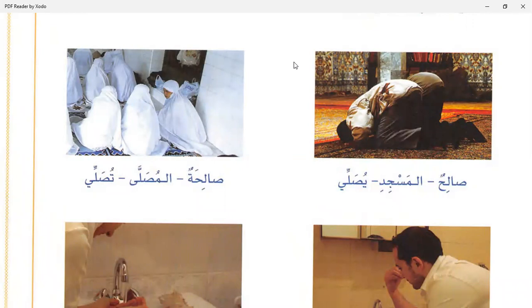Fi musalla tusalli. This is not Ya, this is Alif Maksura. It is pronounced like Alif. Saliha fi musalla tusalli. Saliha fi musalla tusalli.